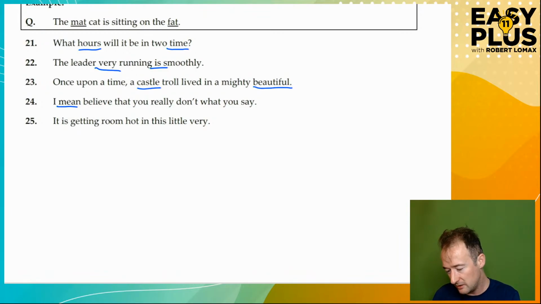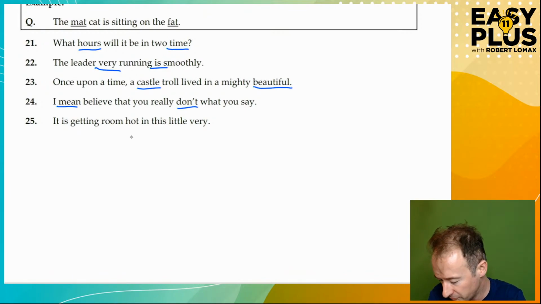I mean believe that you really don't. All right, don't. I don't believe that you really mean what you say. Got it. I don't believe that you really mean what you say. And now we've got a sentence that makes sense. So this one is tricky, and this is why you have to be really systematic, okay? Because if you just said mean, and I really believe, so really goes, you'd have the wrong answer, okay? Because that doesn't work. I really believe that you mean don't what you say.